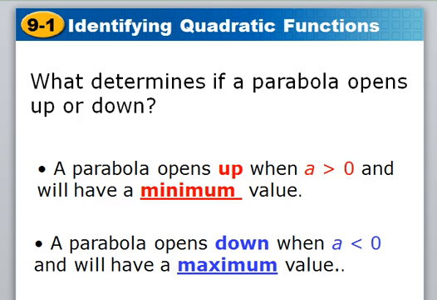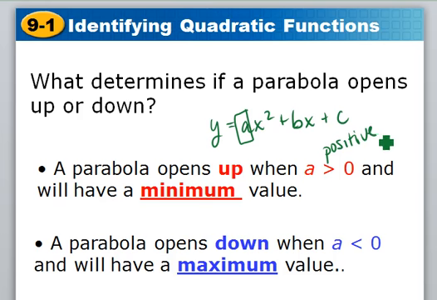What determines if a parabola opens up or down? Well, it's the a value in your y equals ax squared plus bx plus c. If this a is positive, it opens up, it opens like this, and there's a minimum value. If that a is negative, then it goes down and it has a maximum value.